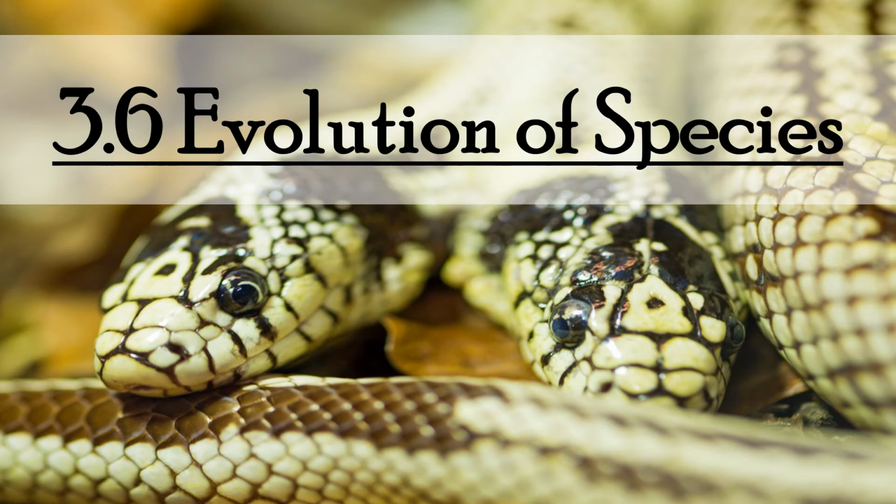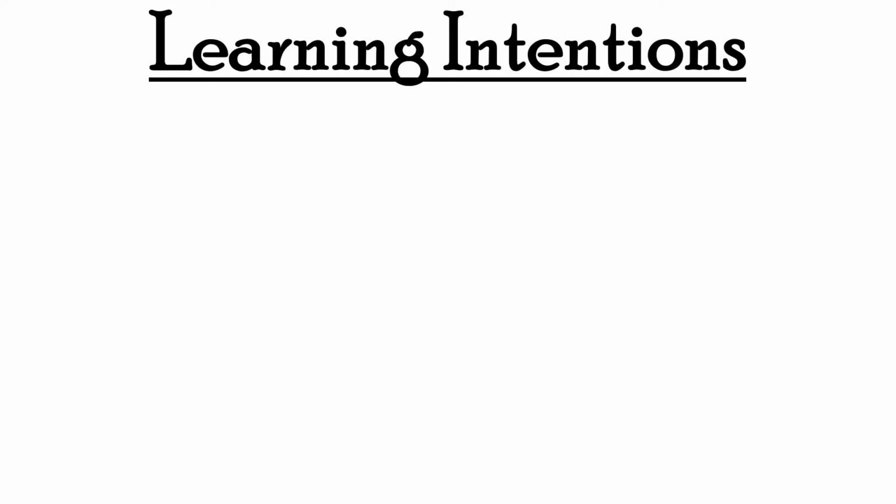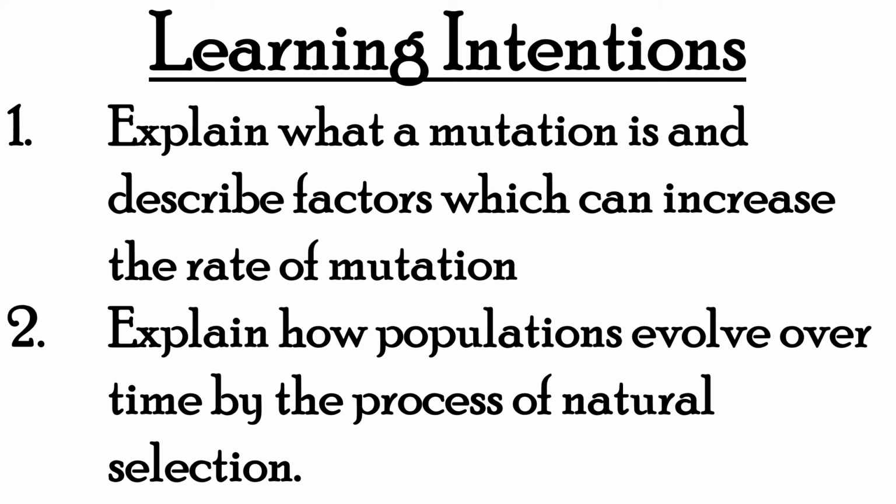So this is the very last topic of National 5 Biology, and this is 3.6 Evolution of Species. So to begin with, you need to be able to explain what a mutation is. And there are various factors which can increase the rate of mutation. And then mutations kind of lead us into the process of natural selection.